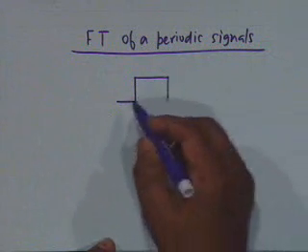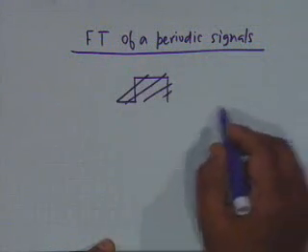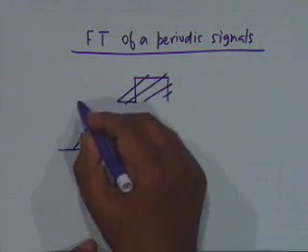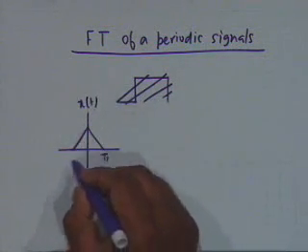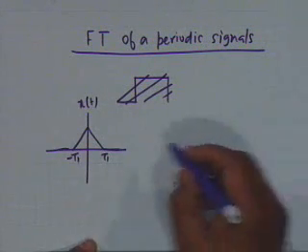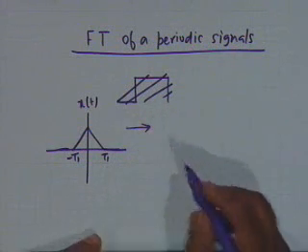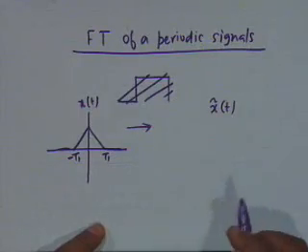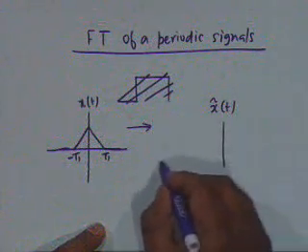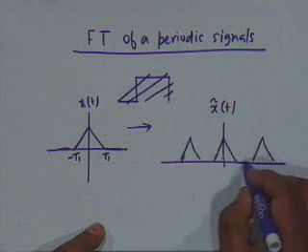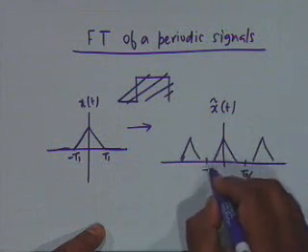We took a general x of t, not necessarily rectangular. Let's say we have an x of t which is like this, x of t. It exists between minus t1 and plus t1, and it is 0 everywhere else. Then, if you recall how we proceeded, we create a periodic function, x tilde of t, which is a periodic repetition of the same waveform. This is t0 by 2 and minus t0 by 2.